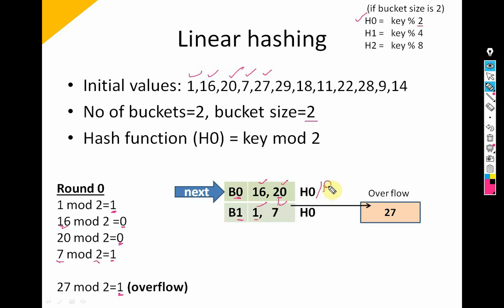the h0 becomes h1. And as there is an extra split bucket, this is bucket 2. Whenever there is a split bucket, this also becomes h1. So the hash function gets increased from h0 to h1. The third point is the data values are to be rehashed with the h1 function. The h1 function is nothing but key mod 4. So the values of the bucket which got split are to be rehashed with h1.